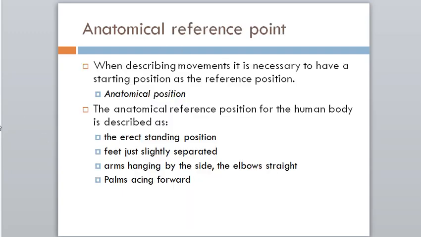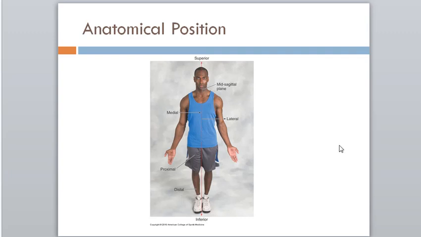This previous slide here, which you have, is the text, the terminology that describes what's happening, but this is basically what you're seeing. It's someone standing as tall as they can, arms and legs extended as straight as they can be, and the only odd thing is the palms facing forward. But this is how we describe movement. This is the reference point from where we describe movement.